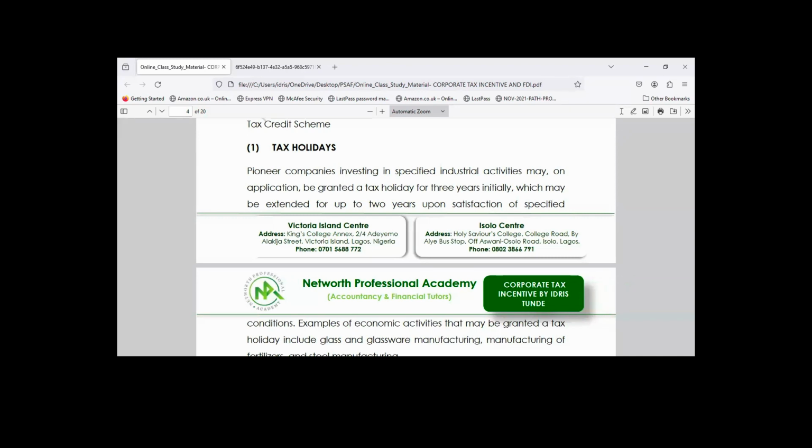If you manufacture enough goods within that 3 years, and you do not go against your pioneer principal activities within that 3 years, you can be given additional 2 years. So, within that 3 years, a pioneer company will not pay any type of tax.